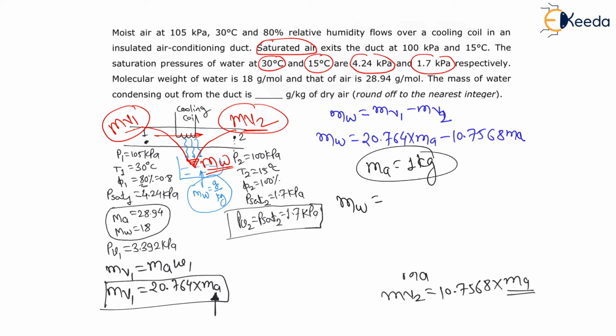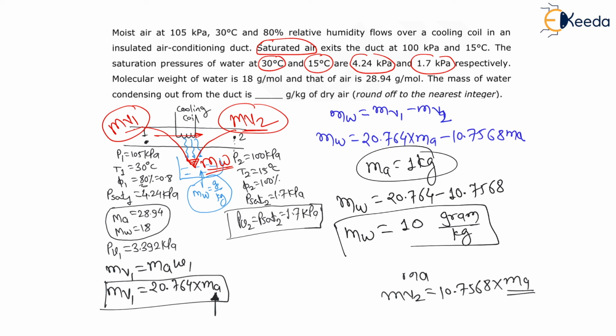Therefore, this mass of water condensed will become 20.764 minus 10.7568. So if I calculate this, the answer, that is mass of water condensed, will be near about 10 gram per kg of dry air. So my dear students, in this fill in the blanks, they are asking what is gram per kg. Then the answer is 10. So in this fill in the blanks, if you type 10, then you will get full 2 marks.